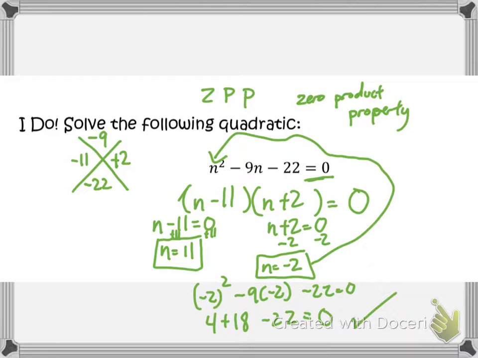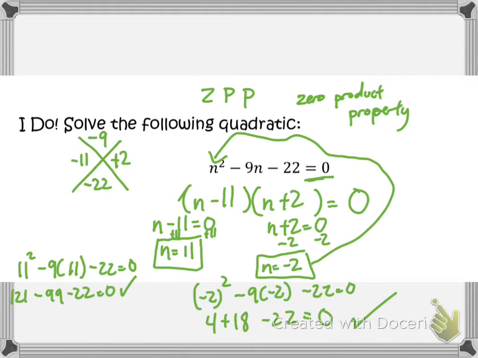That is correct. And if you plug in the other one, 11 squared minus 9 times 11 minus 22 is equal to 0. This is 121 minus 99 minus 22 is equal to 0. And that again is true. So that's how you check your answers for solving quadratics.